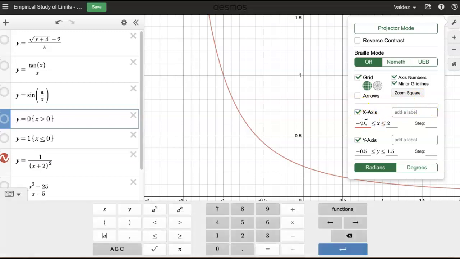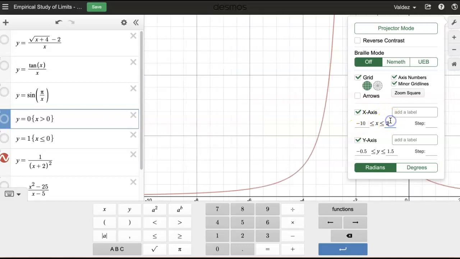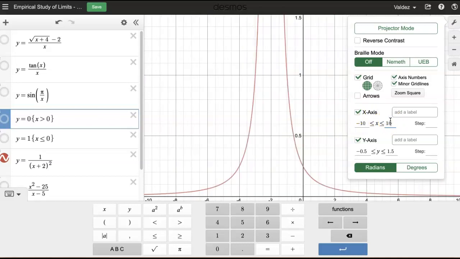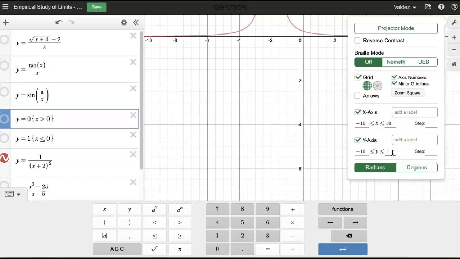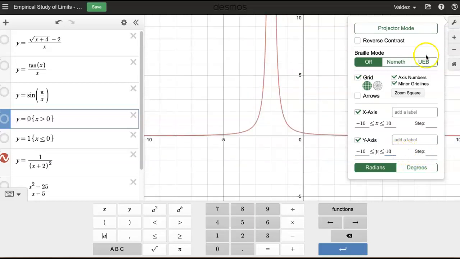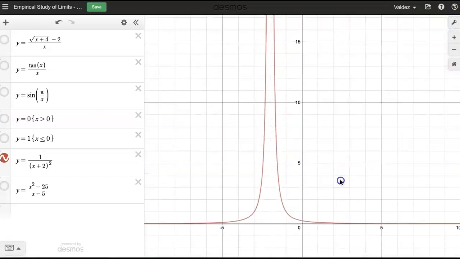So we'll say -10 here, 10 here for the x min and max. And I'll do the same thing for the y min and y max. Okay. So in general, this is how this graph looks. I'll pull it down a little more.